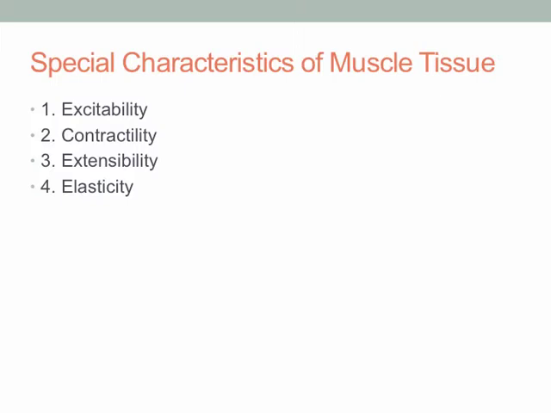And then the fourth important feature is elasticity, which is the ability of the muscle to return to its original shape after being stretched. So after it undergoes some type of extension due to its characteristic of extensibility, it can return to its original shape due to its characteristic of elasticity. So those 4 features are very important to wrap your head around when we start talking about how muscles function.